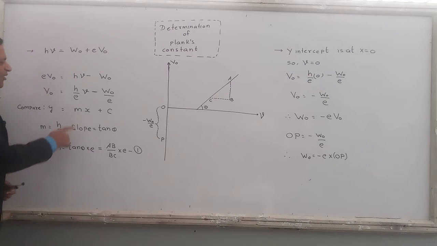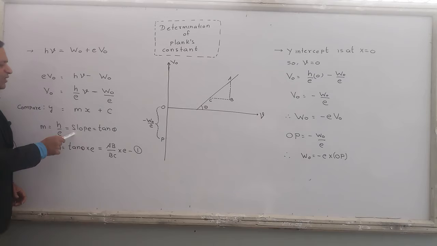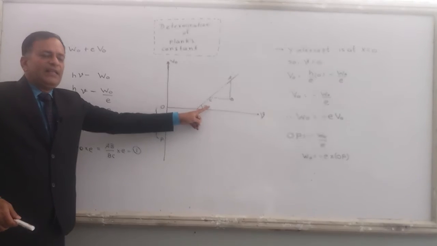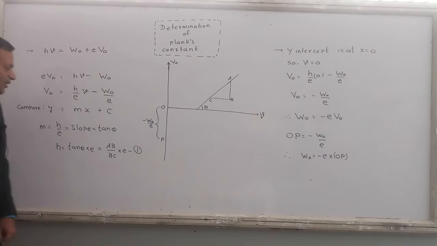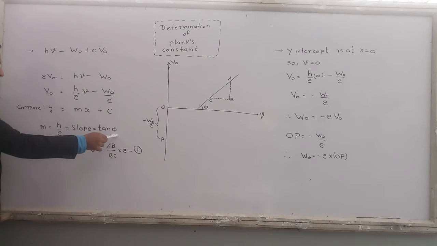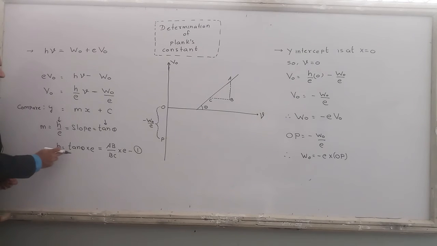Instead of m, what is here in this equation? It is h upon e. So can I write that m is equal to h upon e? Do you know what this m is? This m is the slope. And do you also know that slope is equal to tan theta? If you know the value of theta, you can easily find the value of tan theta. So h is equal to tan theta into e, from h upon e is equal to tan theta.